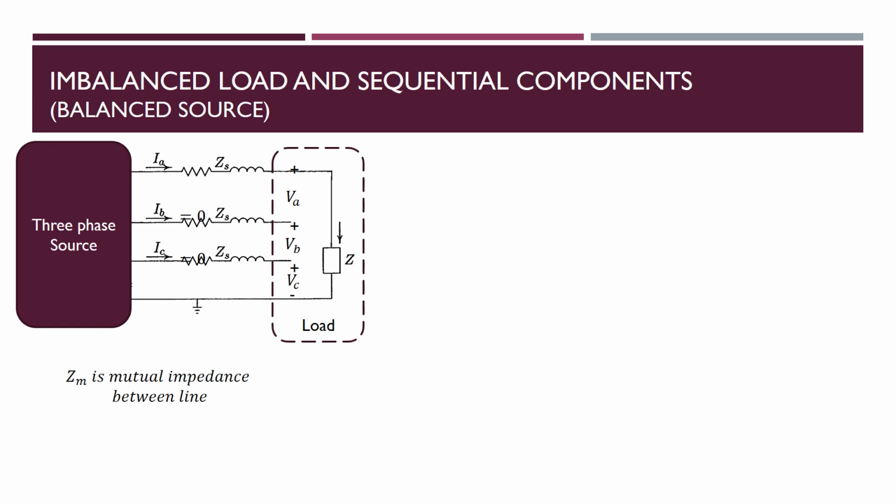Further, we will analyze imbalanced load and sequential components. Here you see a 3-phase source and 3-phase line, and there is a single phase load on the A phase line only. So actually it is an imbalanced load. If so, we should calculate that imbalance sequential component. The IA current flows, the IB current will be 0, and the IC current also will be 0.